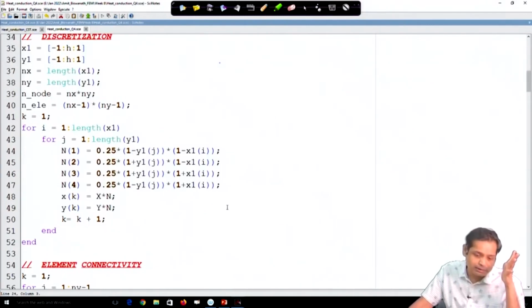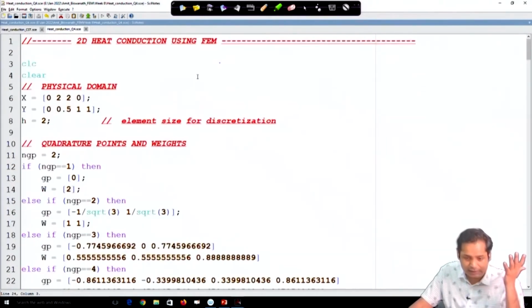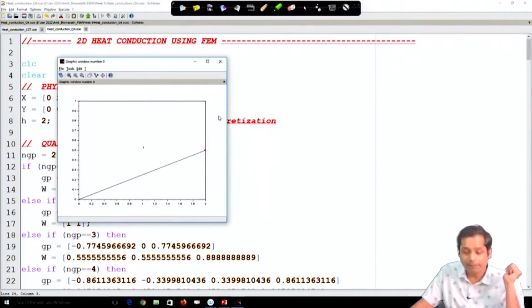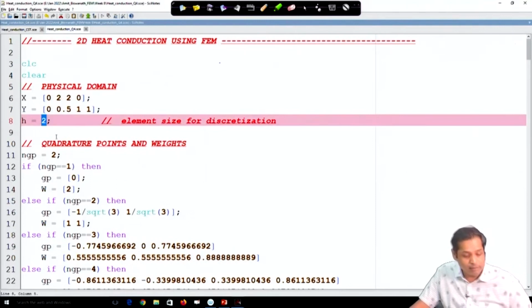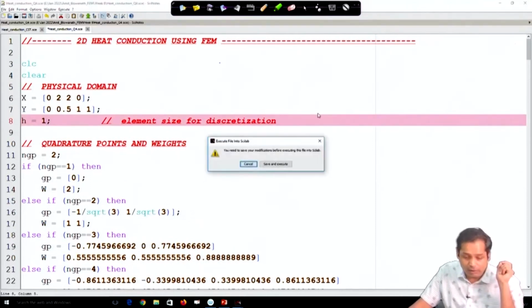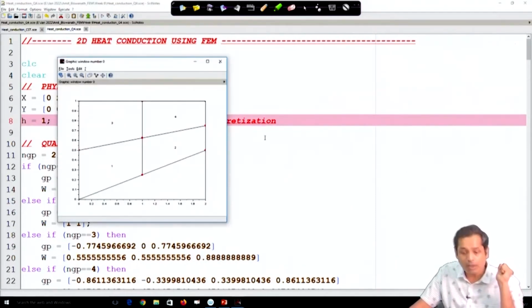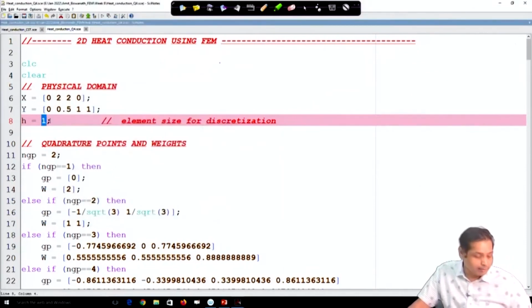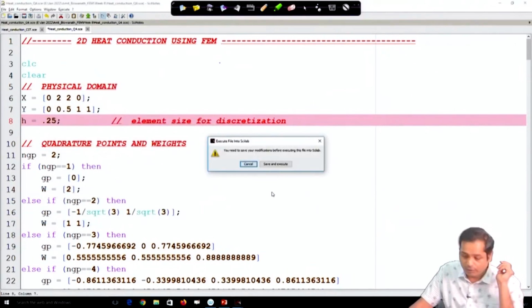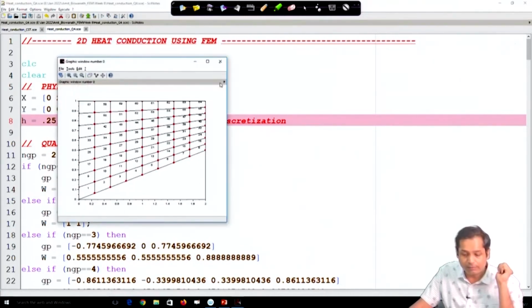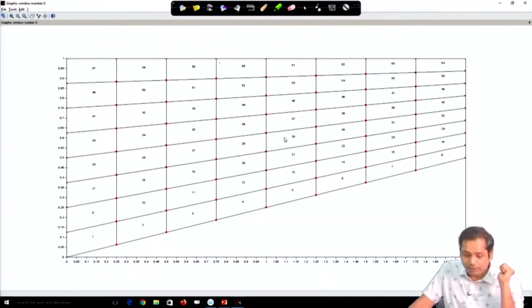Discretization is now slightly different in the sense that earlier it was just a 3-noded triangle, so we had only 3 nodes of an element. Now it is a 4-noded quadrilateral, so we have 4 nodes. So let us see the discretization here. Let us make the size 1. Discretization will be this. So if we make it say 0.25, corresponding discretization will be this. This is the discretization.